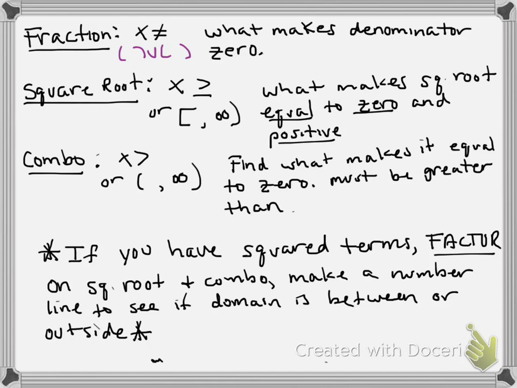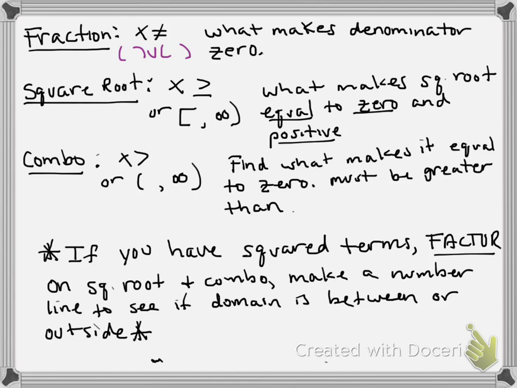The next type we'll look at is our square root functions, our radical functions. Here, you're always going to write them as x is greater than or equal to, or you're going to have a bracket, comma, infinity, because you want to see what makes that square root equal to 0 and positive. Remember, our square roots have to be positive in order to be real numbers, so we can have the square root of 0, which is 0, so we need to know that 0 value, and what numbers make that square root positive.